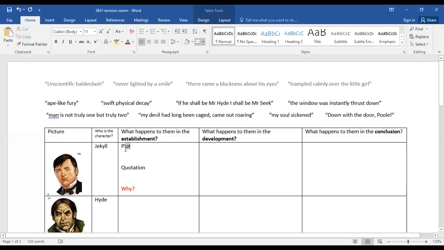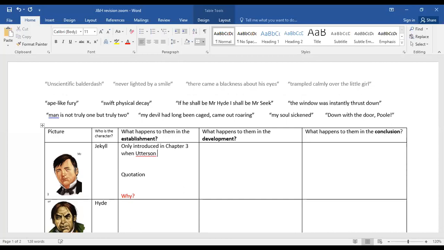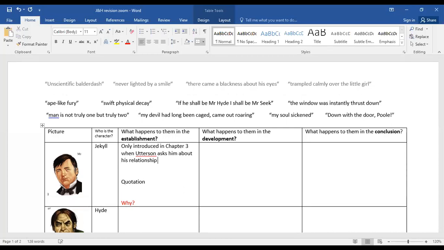So, the establishment of Jekyll. When we first meet Jekyll as a character, remember, Jekyll is not introduced until chapter 3 of the novella, so it's quite late. He is only introduced in chapter 3 when Utterson asks him about his relationship with Hyde. I would make sure you get something like that down, because we need a plot point. It's really important about Dr. Jekyll's character that, although he is the eponymous character, with his name in the title, we don't meet him until chapter 3.